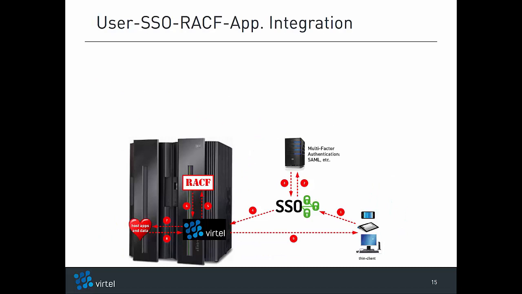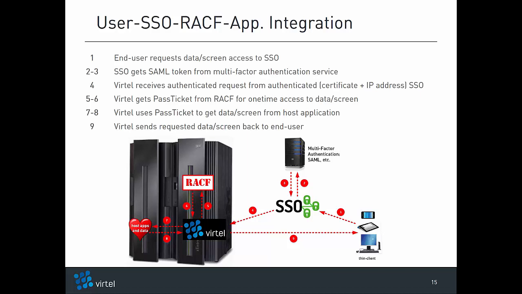This diagram illustrates how Virtel integrates the SSO, RACF, host applications, and end user into a comprehensive and seamless multi-factor user authentication and web access system. First, the end user requests access to some host data or screen via an SSO system. Next, the SSO gets an authentication token, for example, SAML, from a multi-factor authentication service. Next, Virtel receives the authorized request from the SSO server, itself authenticated by its IP address and server certificate.